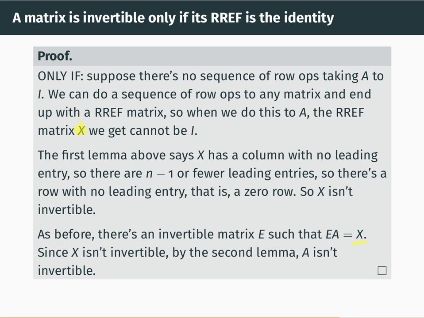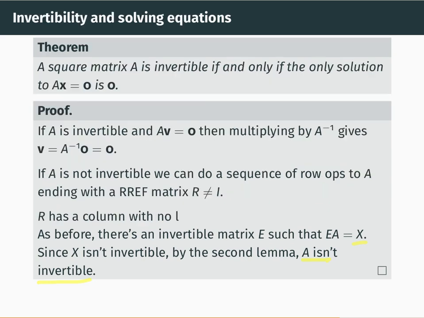But X isn't invertible, and our second lemma then tells us straight away that since E times A is not invertible, but E was invertible, it must be that A is not invertible. And that completes our proof that a matrix is invertible if and only if there is a sequence of row operations which you can do to A which take it to the identity matrix.